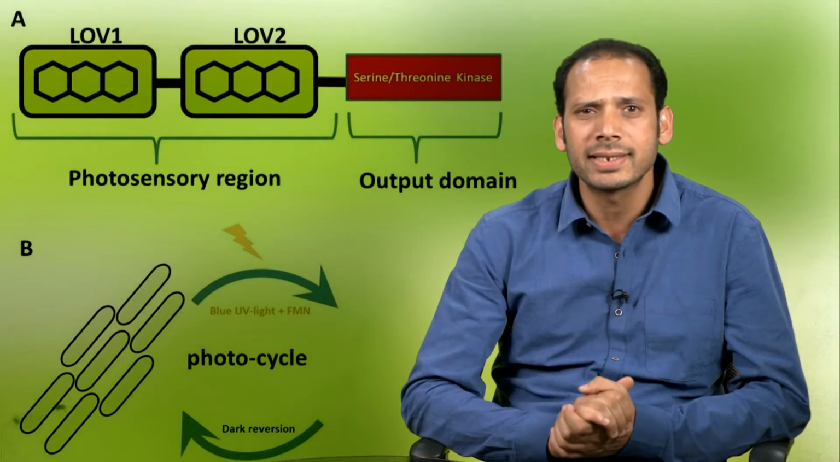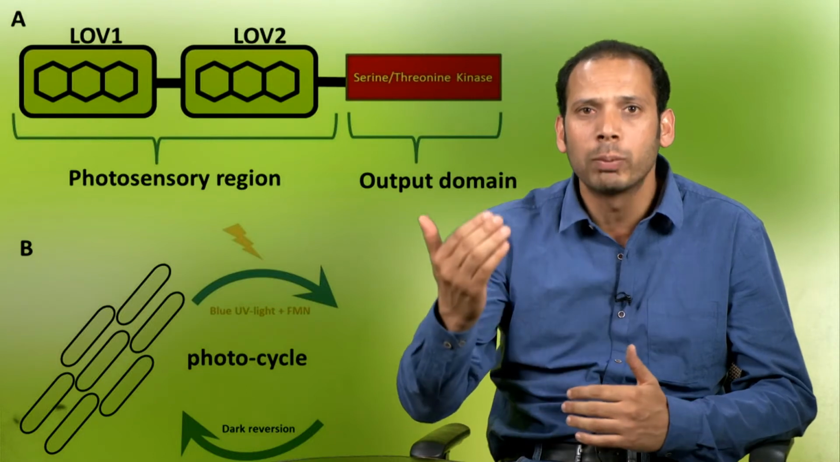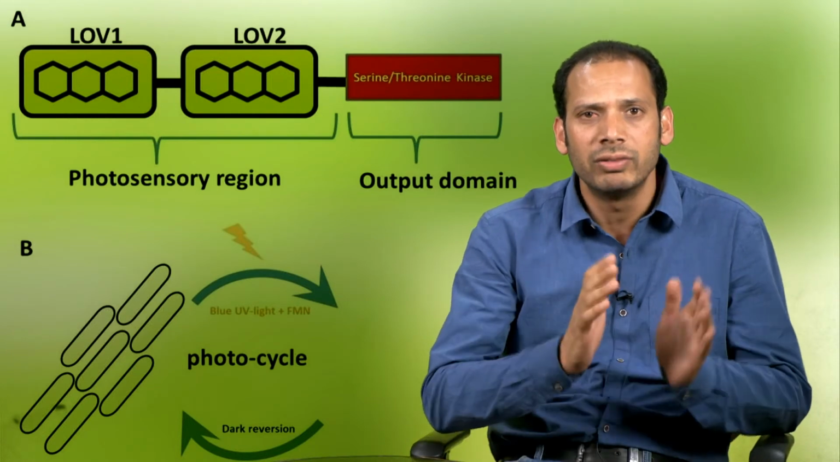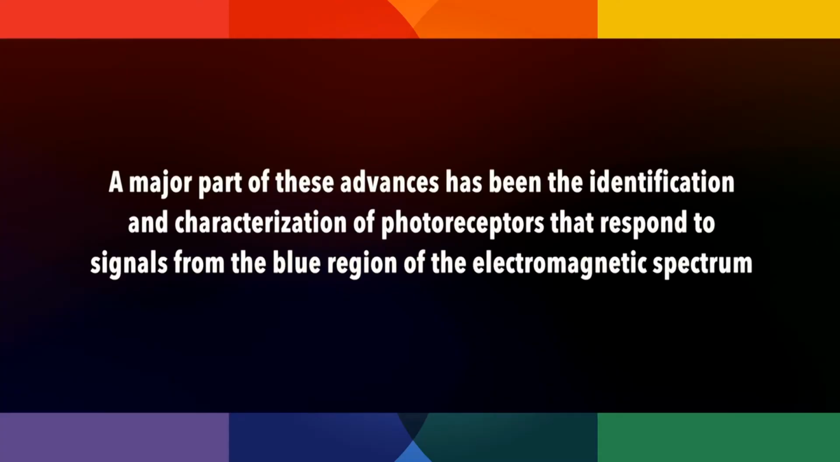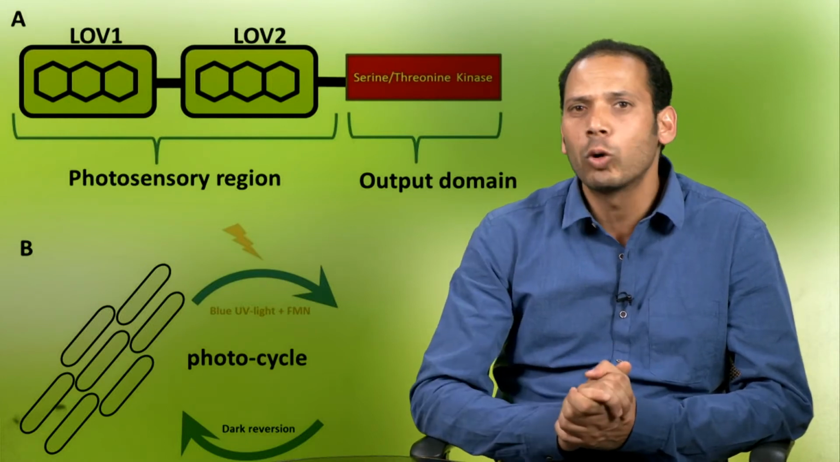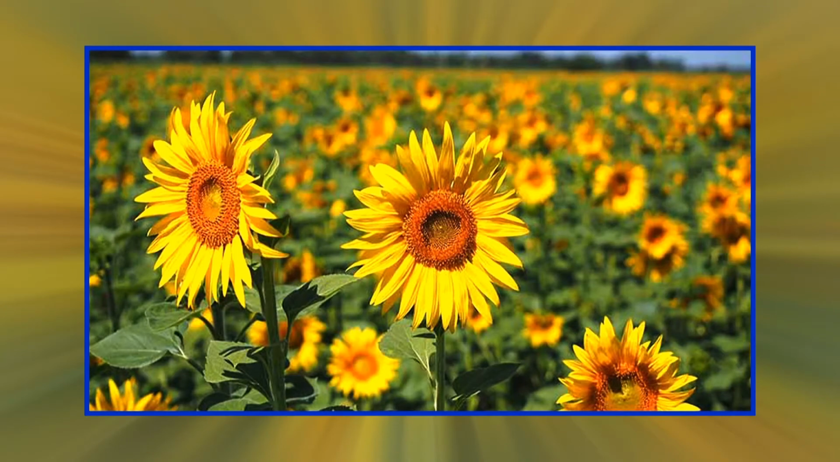The past decade has seen dramatic advances in our knowledge of plant photoreceptors and in our understanding of the signal transduction pathways that they activate. A major part of these advances has been the identification and characterization of photoreceptors that respond to signals from the blue region of the electromagnetic spectrum. One of the numerous physiological processes controlled by blue light is phototropism. Phototropism enables plants to bend towards incident light by perceiving the direction, wavelength, and intensity of incident light so that they are able to obtain maximum light.